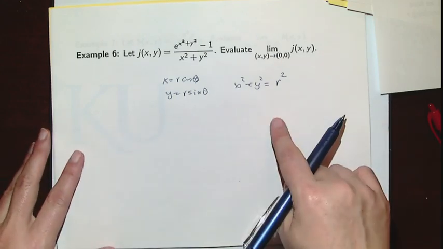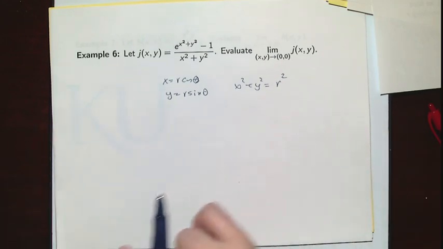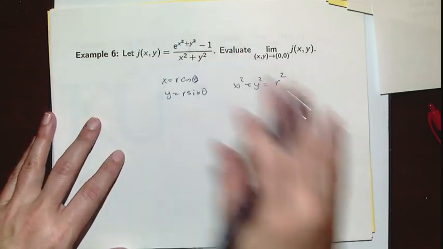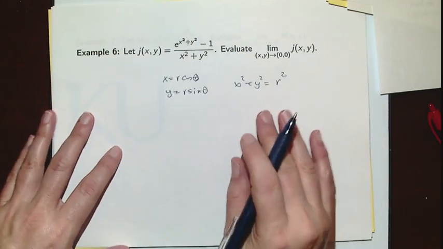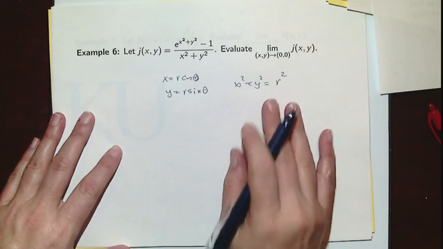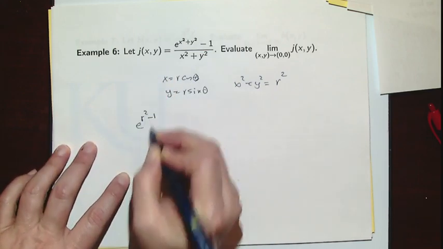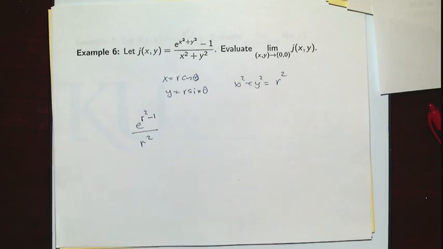Noah, is this okay? Looks great. Okay. That's it. Okay, so r squared. So back in here, I'm going to plug in e to the power r squared minus 1 over r squared. Agreed?